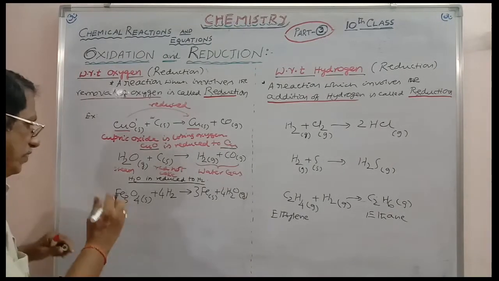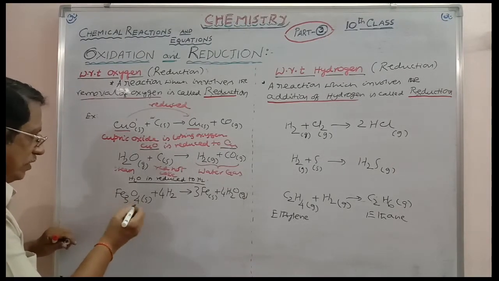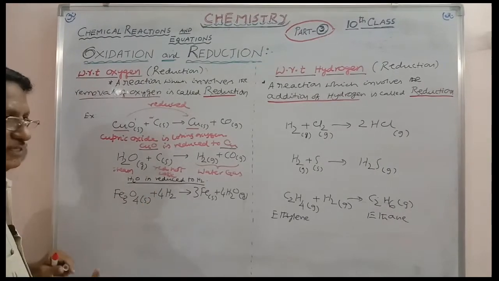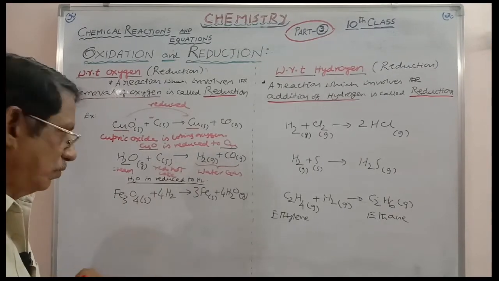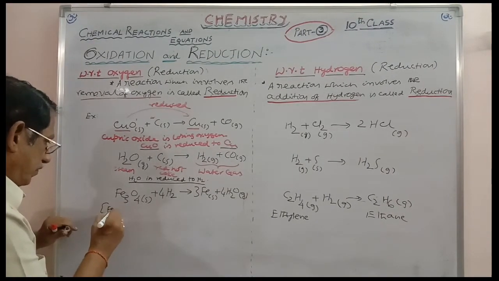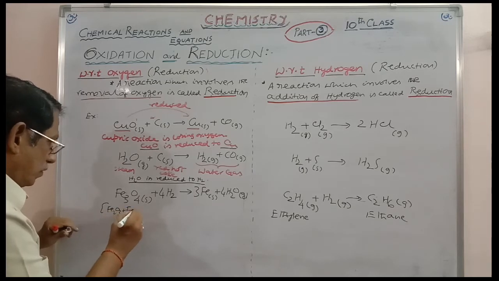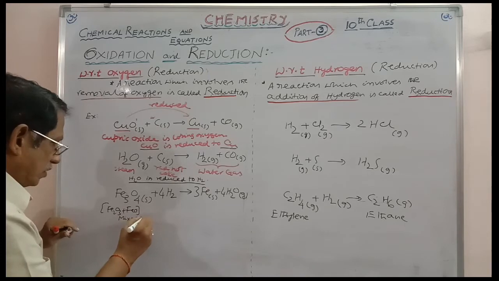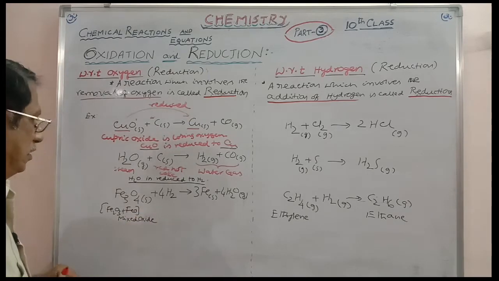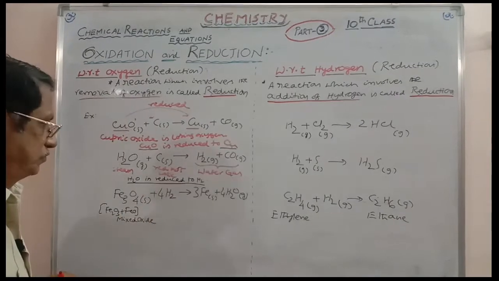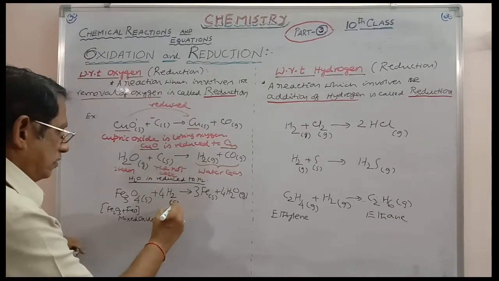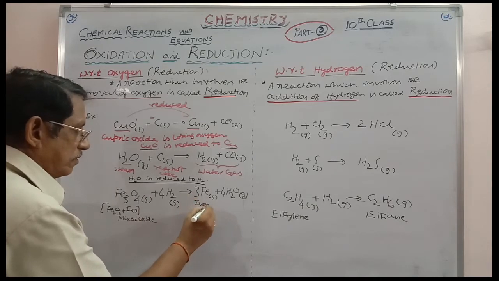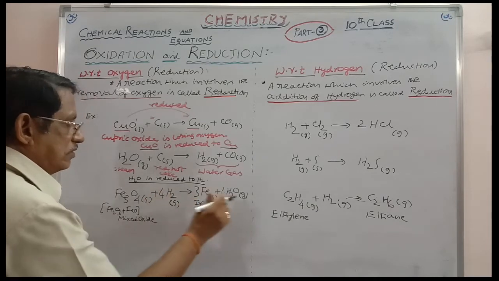Similarly, you can take ferric oxide, a mixed oxide, Fe3O4. It is a combination of Fe2O3 plus FeO, and that is why it is called a mixed oxide. This is the mixed oxide Fe3O4, solid. On this, hydrogen gas is passed. Thereby, this is reduced to Fe, iron, and H2 is converted into H2O.